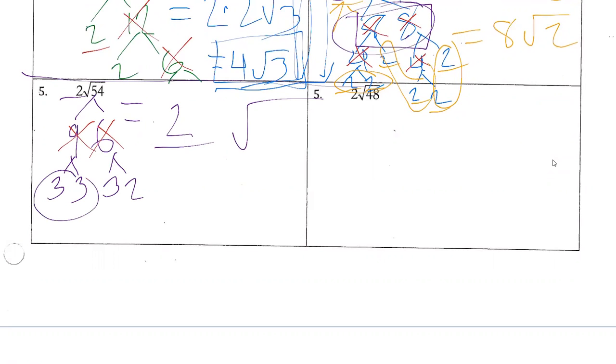So for example, I got a pair of 3s. So I could just pull the one 3 to the outside. These numbers here don't have any pairs, like the 3 is by itself, the 2 is by itself, so they're going to stay underneath my radical. So I'm going to have a 3 here and a 2. So then we just got to multiply these out or clean it up a little bit. So this would be 6 radical 6.